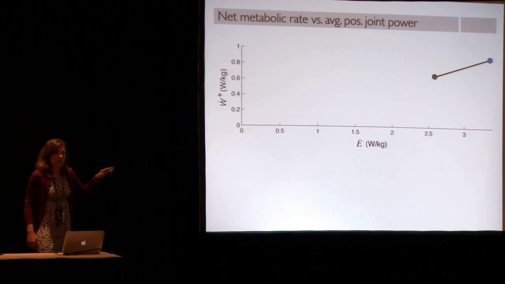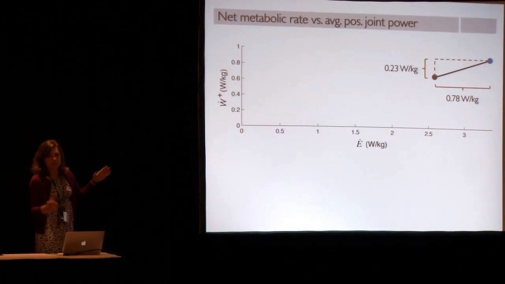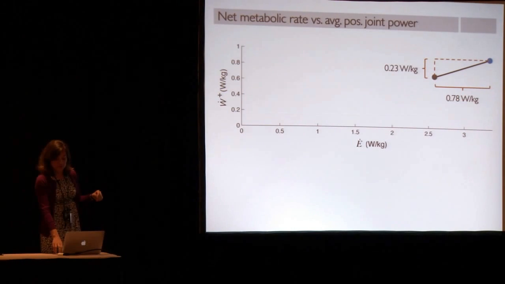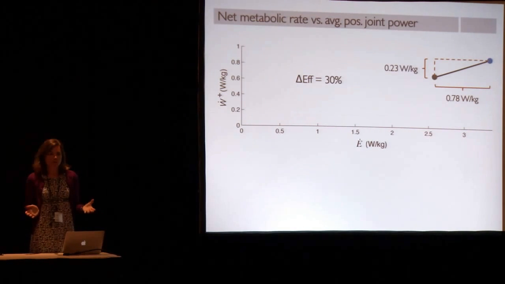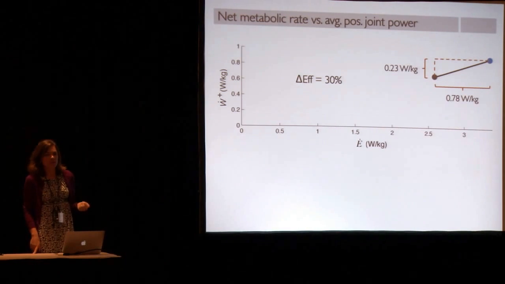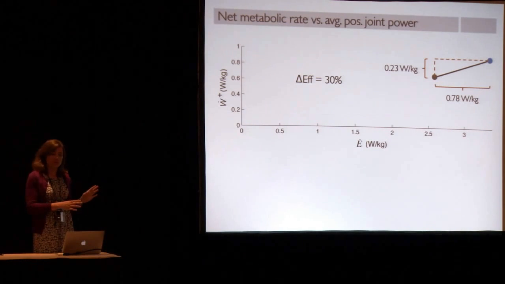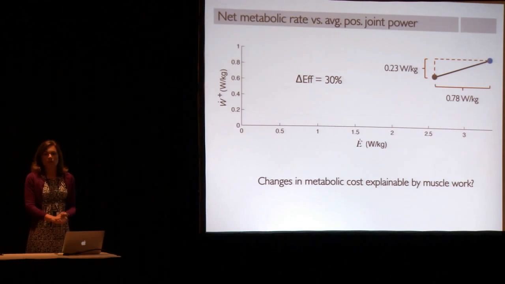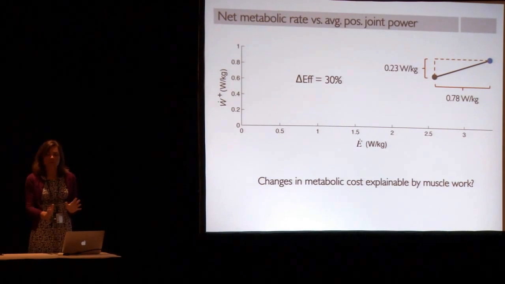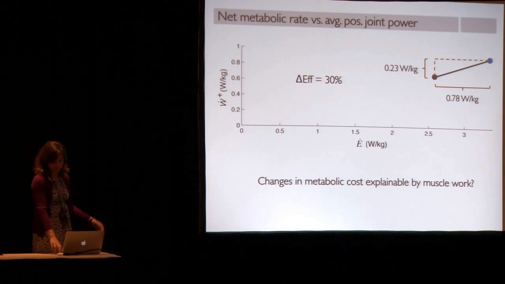So we see our two points, and the relationship between them, that sloped line. Here are just the numbers. Those are the differences between the two axes. And the relationship between them is the delta efficiency, the marginal change of how one condition affects the other. So we see a delta efficiency of about 30%. We know that muscle efficiency is about 25%, which is pretty close to 30%. And what this suggests is that maybe these changes in metabolic cost can be explained by muscle work, and maybe not so much everything else. But that's still to be looked into.